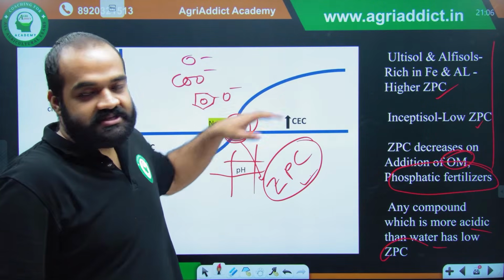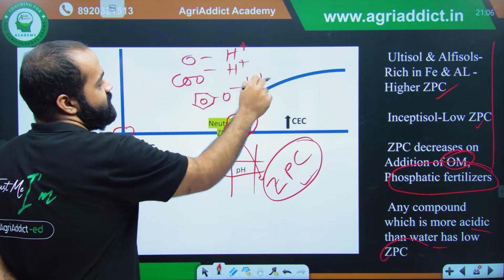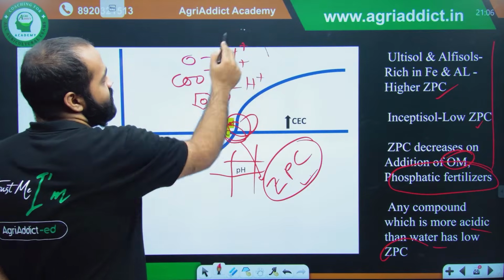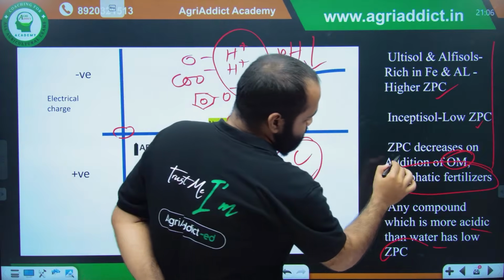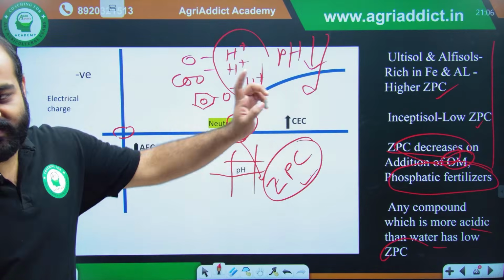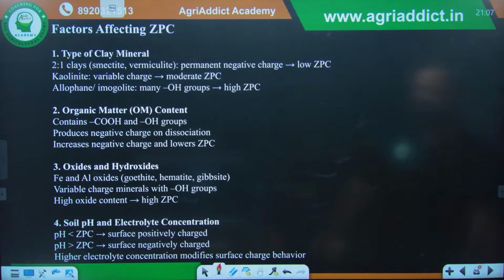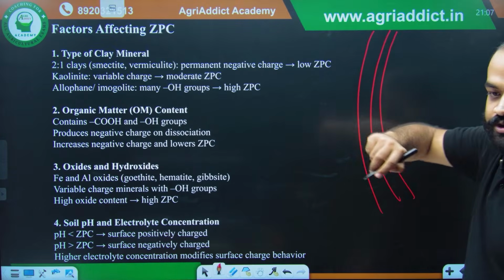For balancing this charge, you need lots of H plus, because only H plus has the capacity to balance the negative charge. So lots of H plus means pH will be less. So here you can see ZPC decreases. ZPC will be towards the lower pH. In case of intense weathering, it will be the opposite and it will go towards higher pH. Now the factors affecting ZPC, there is nothing to describe here. You should remember, just refresh your brain.